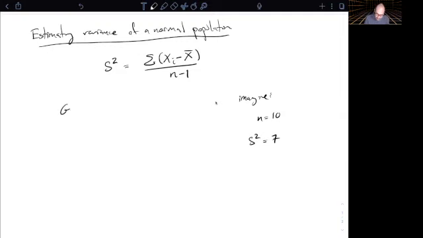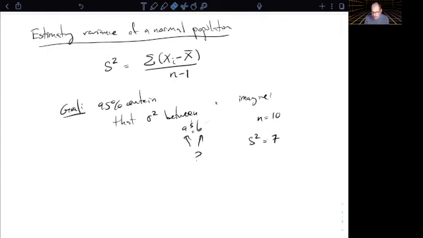Our goal will be to say we're 95% certain that the variance is between, I don't know, A and B. And the goal is to find what these numbers A and B have to be. Okay? So we want to get some bounds that we can be reasonably sure that the variance is within. Okay, so how do we do that?